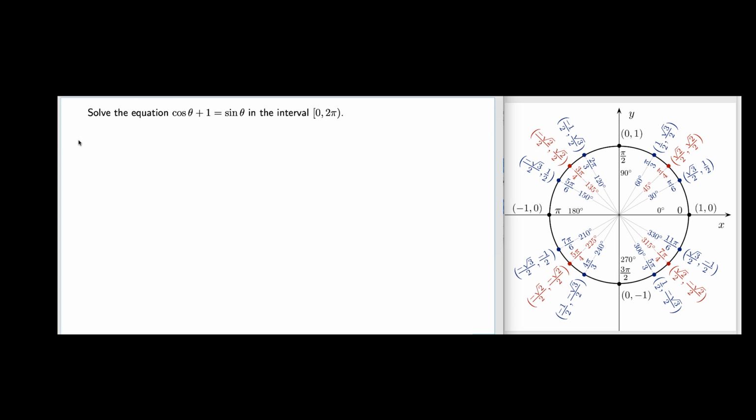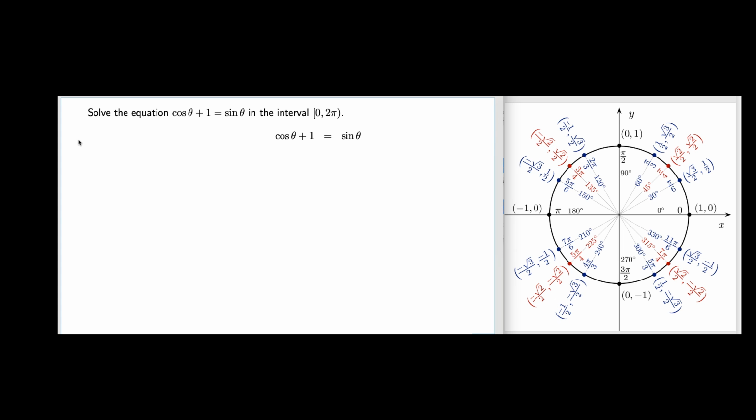So one of the things I remember is that I know information about cosine squared theta plus sine squared theta. My Pythagorean trigonometric identity tells me that cosine squared theta plus sine squared theta is 1. So if I had a term involving cosine squared plus sine squared, I could simplify that to 1. I certainly don't have that yet, but let's think about how we might be able to get there.